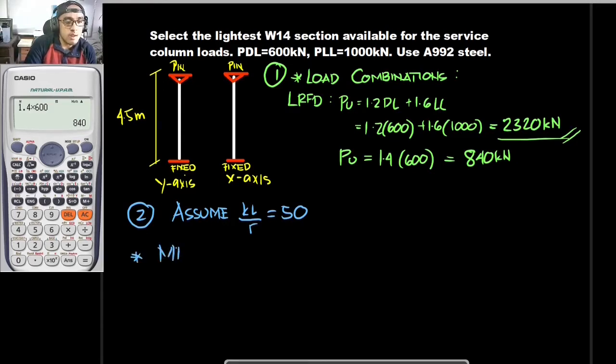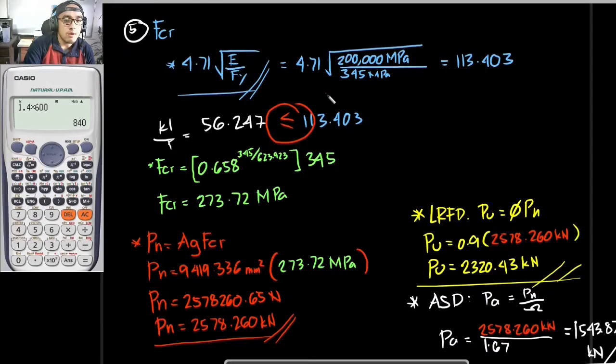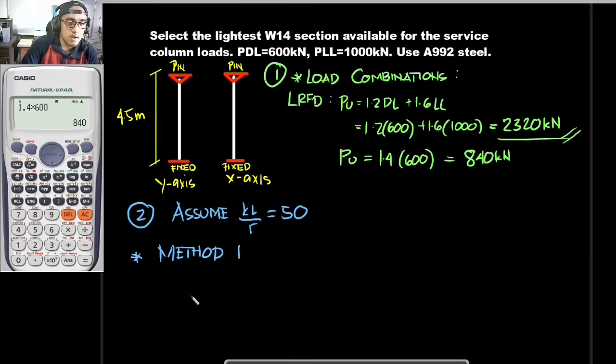Using method 1, if you can remember our method 1, it is like this. We would be solving for the critical buckling stress. And pag na-solve na natin yung critical buckling stress na yan, we would now be solving for AG. And solving for AG, which is the area gross, we would now be selecting our trial section. Then after that, we would be analyzing if our section would be adequate for the loading combination that we have acquired earlier.